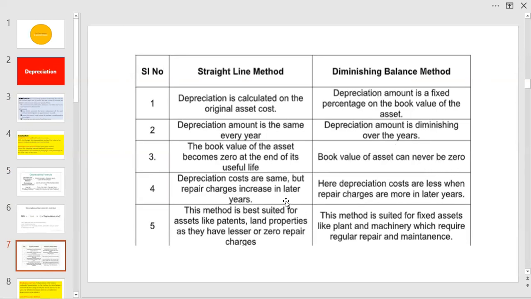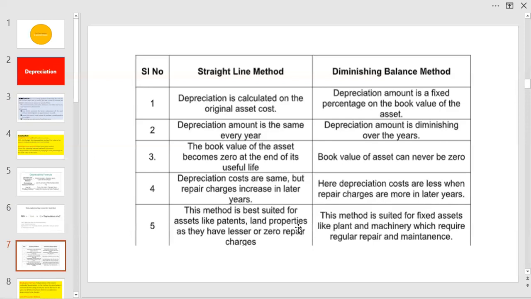In number 4, while depreciation amount remains the same, repair charges will gradually increase in the later years, thereby total charge to the asset in P&L will keep rising. Diminishing balance method, since the depreciation will come down, whereas the repair charges may go high, it may not make a big fluctuation in the profit and loss account.